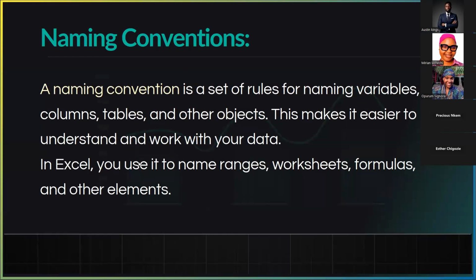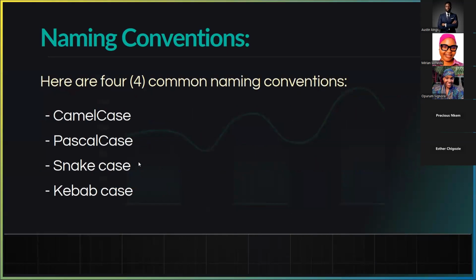So naming convention. What is a naming convention? A naming convention is a set of rules for naming variables, columns, tables, and other objects. So there are rules for naming when you're working in data analytics. Once you understand that naming convention, it helps you better. This makes it easier to understand and work with your data. In Excel, you use it to name ranges, worksheets, formulas, and other elements. There are four common naming conventions, though there are more. You have the camel case, the Pascal case, the snake case, and the kebab case.